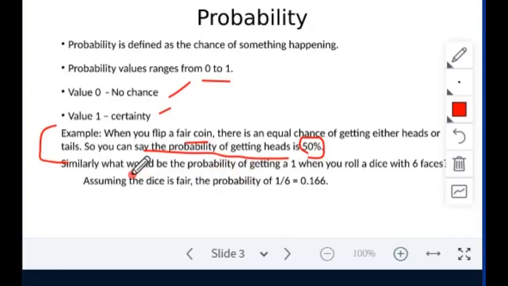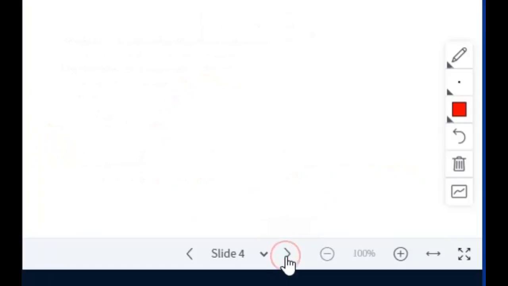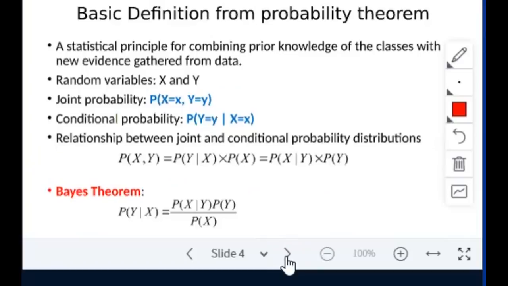In a similar way, what would be the probability of getting the number 1 when you roll a dice with 6 faces? Dice will have how many faces? 6 faces. So when we roll the dice, what is the chance of getting the 1? If you assume the dice is fair, the probability will be 1 by 6, that is 0.166. So this is a brief introduction about probability.